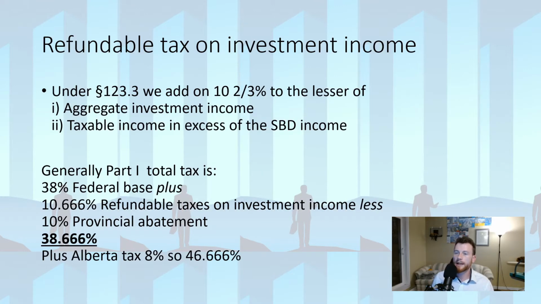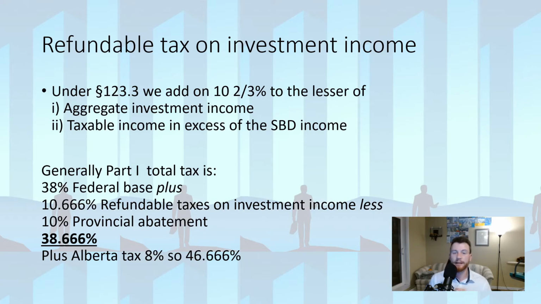The refundable tax is taxed on top of the federal tax base amount of 38%, and we add on that 10 2/3%, or 10.666%, to the lesser of the aggregate investment income, or the taxable income that is in excess of the small business deduction income.